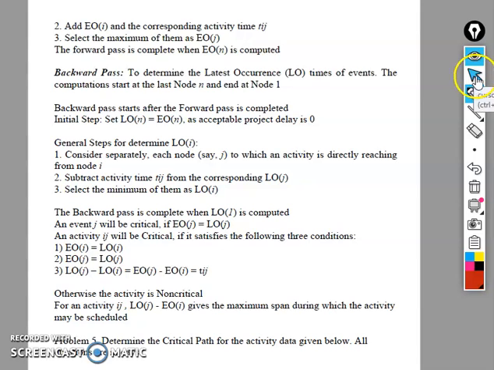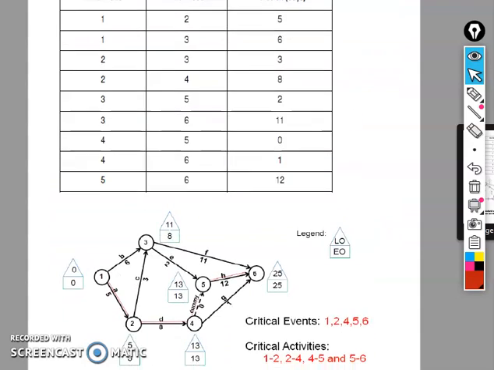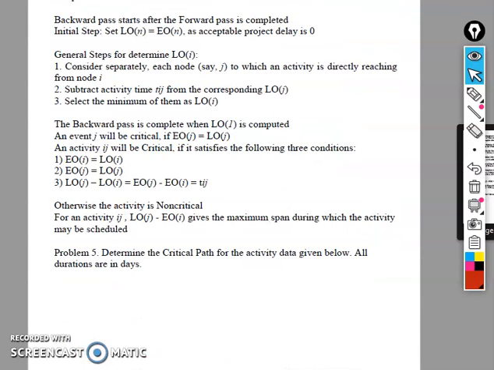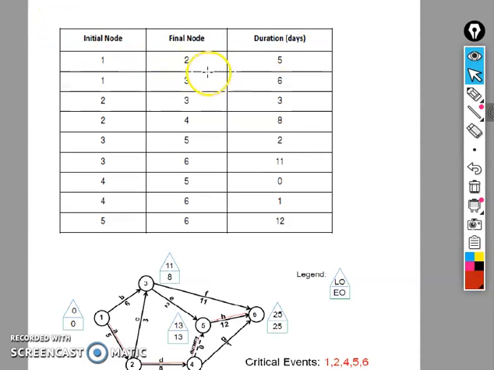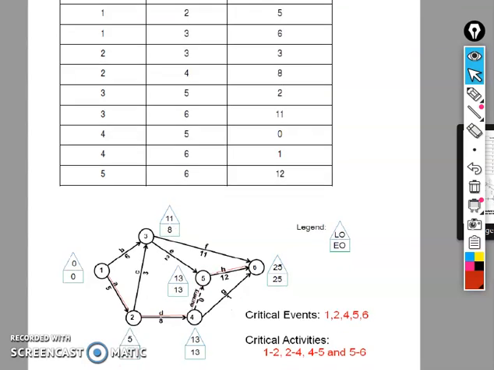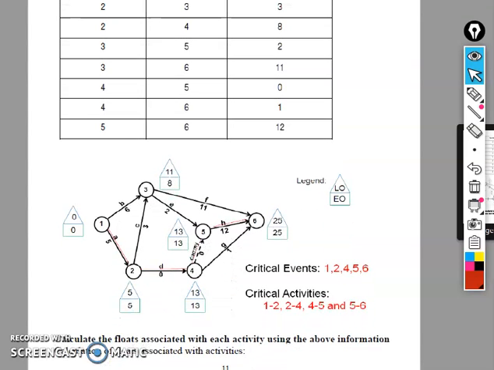Okay, so move to our next page. This one, you have to determine the critical path for the activity data given below. Here we mention the initial node and the final node, so you just construct the network, and the duration from the initial to the final node is given here as 5 days. I am not explaining how to construct the network because you have already learned everything in our previous lecture about the construction of the network diagram.